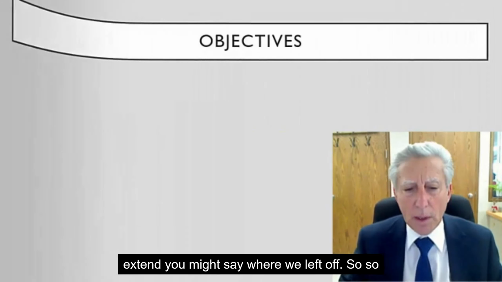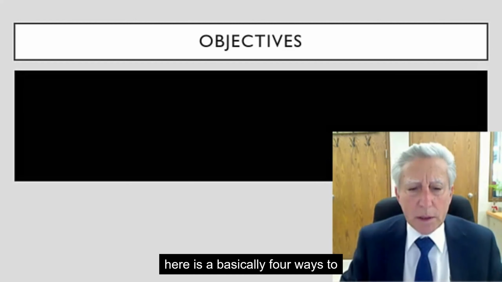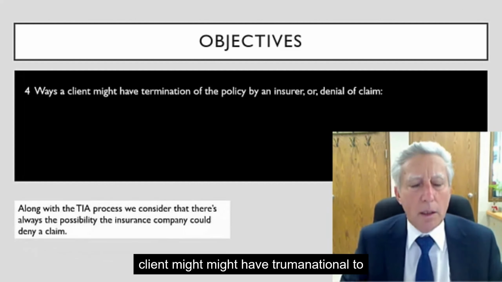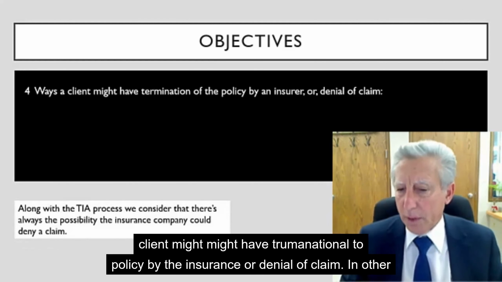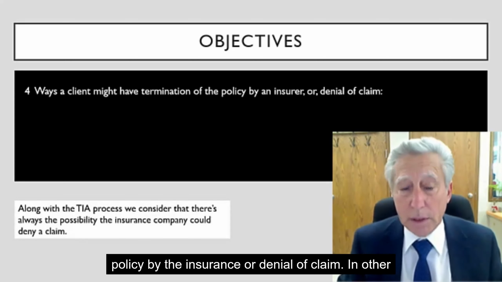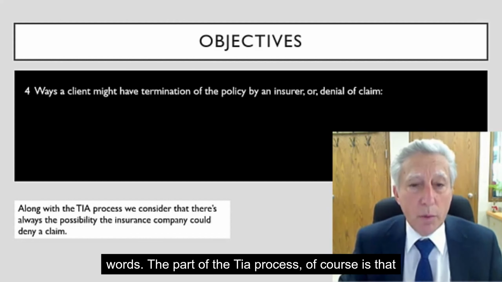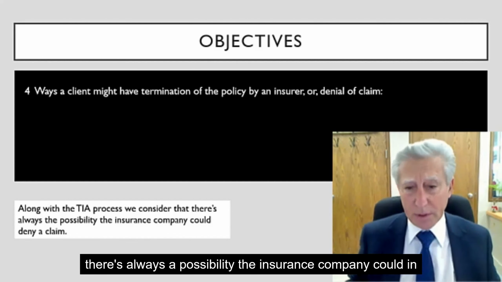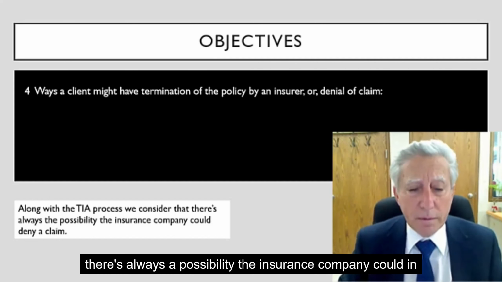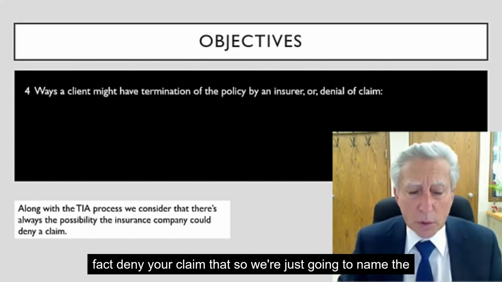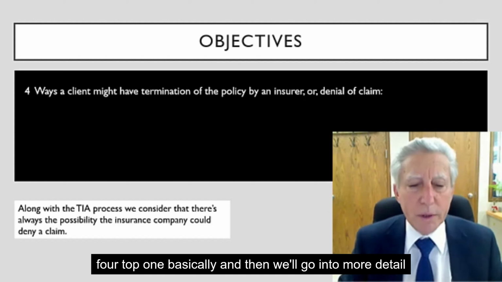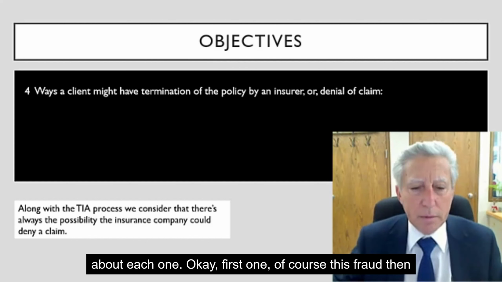So the purpose of all of this today is to basically extend, you might say, where we left off. So here are basically four ways a client might have termination of the policy by the insurance company or denial of claim. In other words, part of the TIA process, of course, is that there's always a possibility the insurance company could, in fact, deny a claim. And so we're just going to name the four top ones, basically, and then we'll go into more detail of each one.